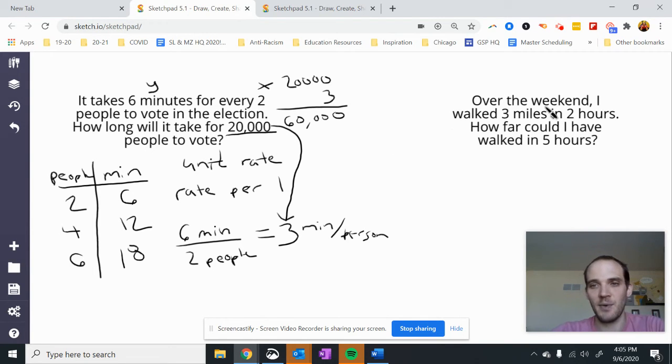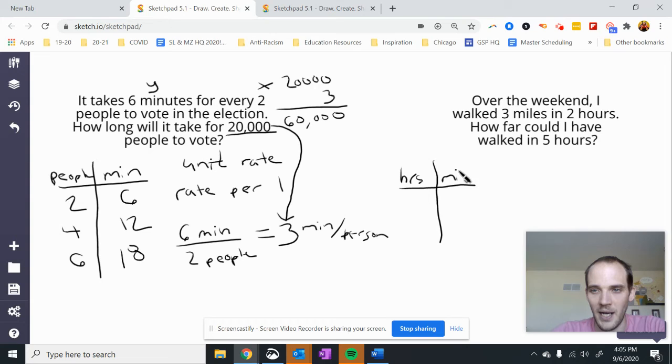Let's take a look at the second one. Over the weekend, I walked 3 miles in 2 hours, and so the 2 hours is my independent variable. So if I wanted to make a table, notice how y once again comes first. I have hours and I have miles, and it took me 2 hours to go 3 miles. If I wanted to just think about the relationship, how far would I go in 4 hours? I would go 6.